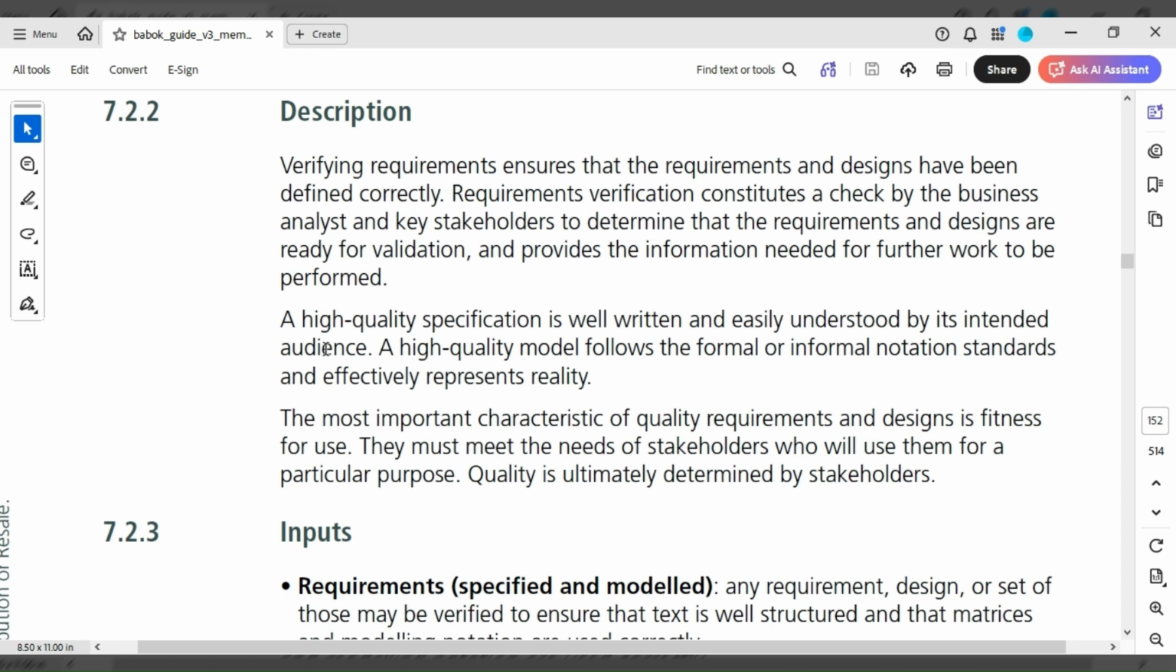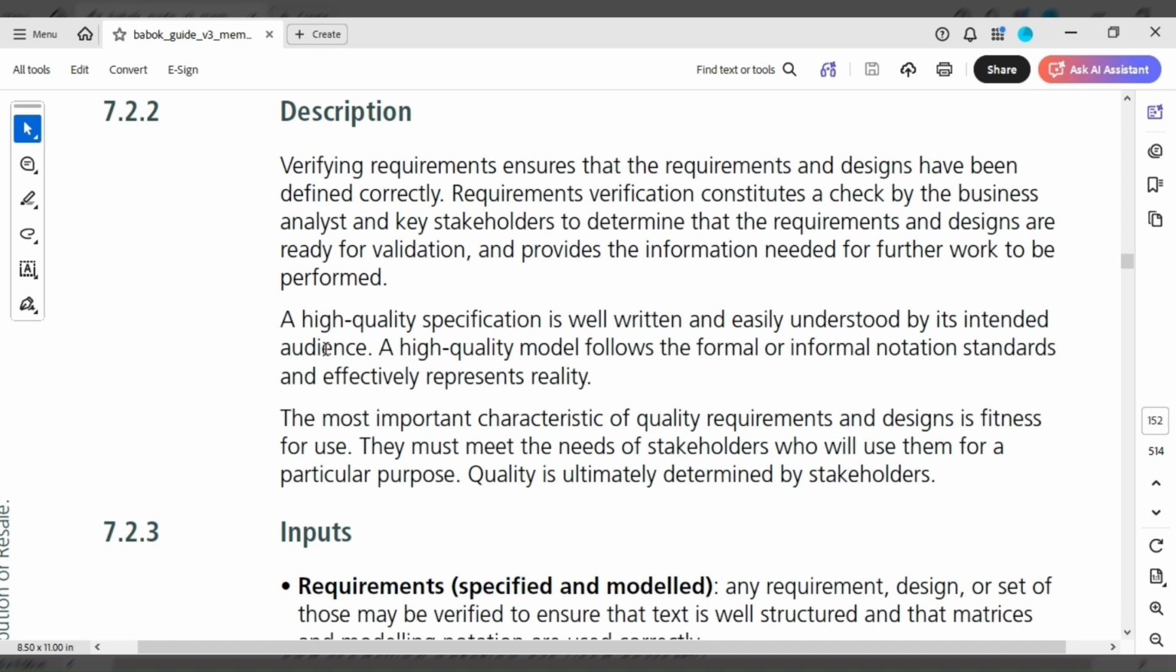So at times, verify requirements and validate requirements can be confusing. A high quality specification is well written and easily understood by its intended audience. A high quality model follows a formal or informal notation standard and effectively represents reality. So after you must have written out whatever requirements you want to use for the solution, and you also have the model, these would be verified to make sure that they are correct and up to standard. The model actually represents or puts the flow in a picture form that everyone understands.